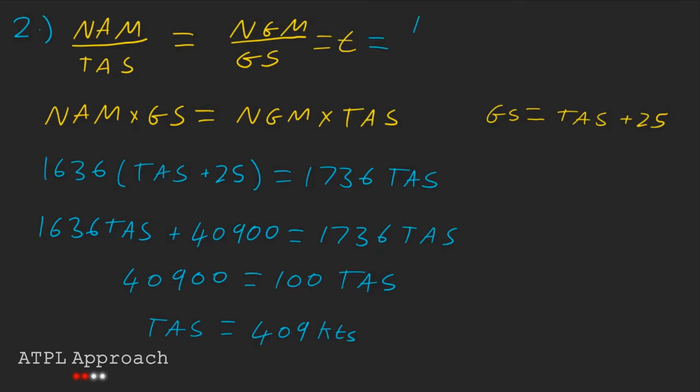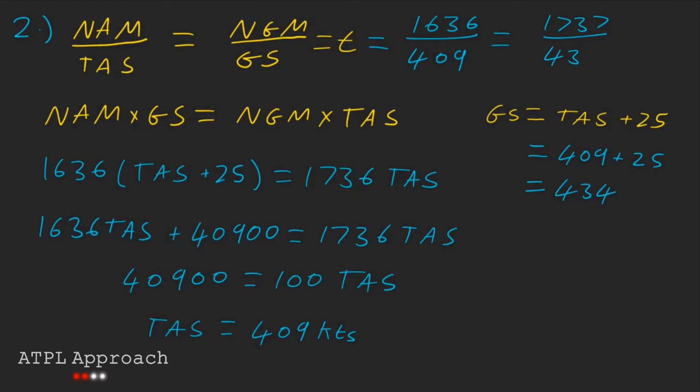From that, we can use time equals distance over speed, where we use the nautical air miles and TAS. So 1636 over 409 equals 4 hours. Or we could have used the nautical ground miles and ground speed, where 1737 over 434, which is our TAS plus 25, also equals 4 hours. You can do this calculation on your flight computer as well.